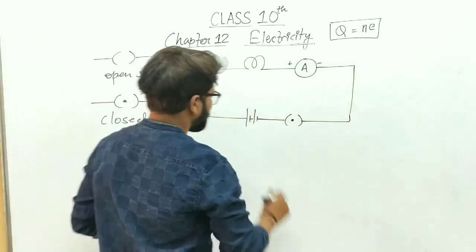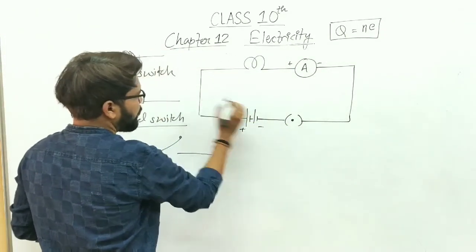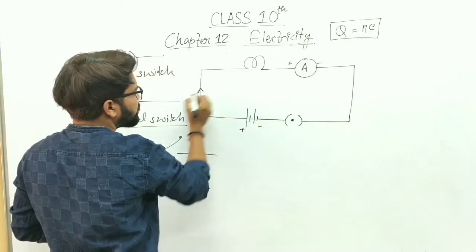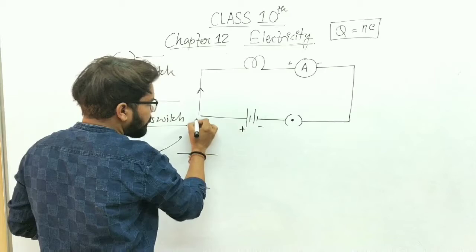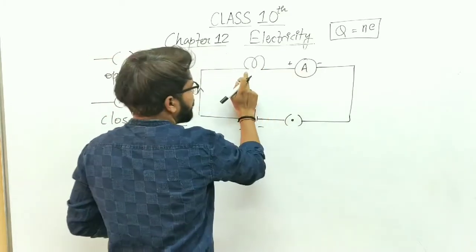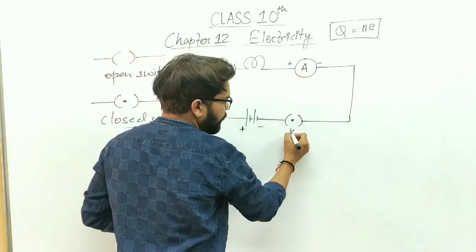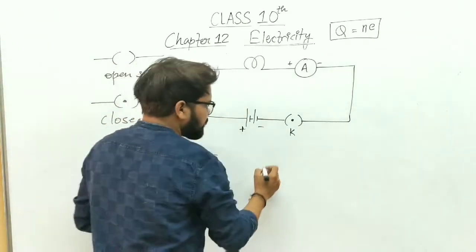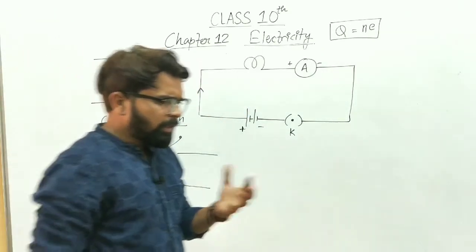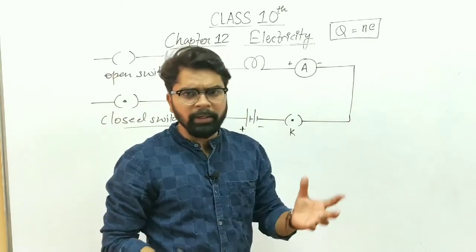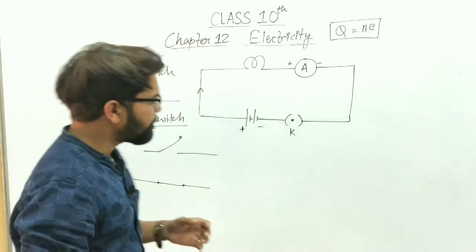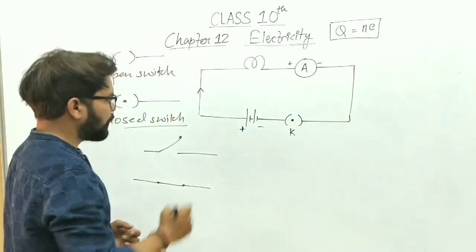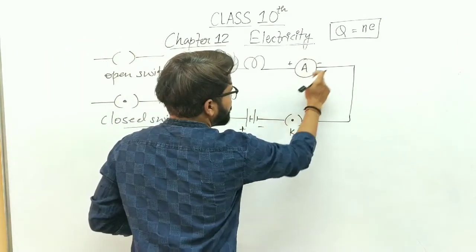There is a positive and a negative terminal, and as I discussed, current always flows from positive to negative. So current is flowing in this way, and the positive terminal is connected to the positive of the ammeter. This is an electric bulb, and this is a switch, which we can denote by K. So this is the basic circuit. A very important thing: in 10th standard, in 1 mark or 2 mark questions, it is frequently asked in objectives and fill in the blanks whether an ammeter is connected in a circuit in parallel or in series. Here you can see that the ammeter is always connected in series in the circuit.